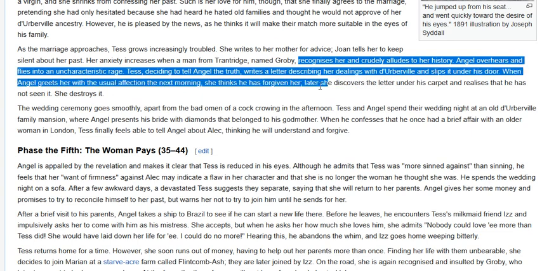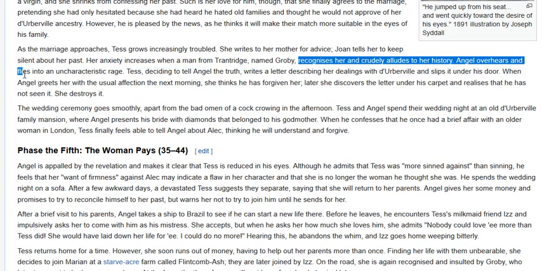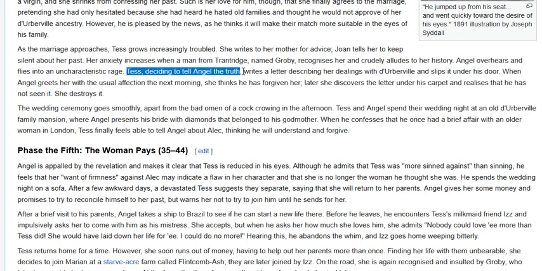Angel overhears and flies into an uncharacteristic rage, or wrath, or anger. Tess, deciding to tell Angel the truth, writes a letter describing her dealings with d'Urberville and slips it under his door.